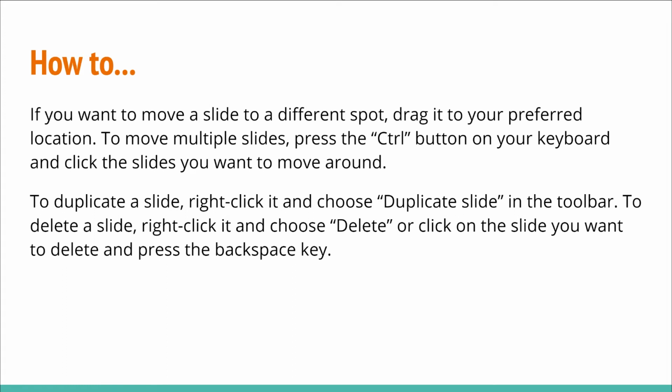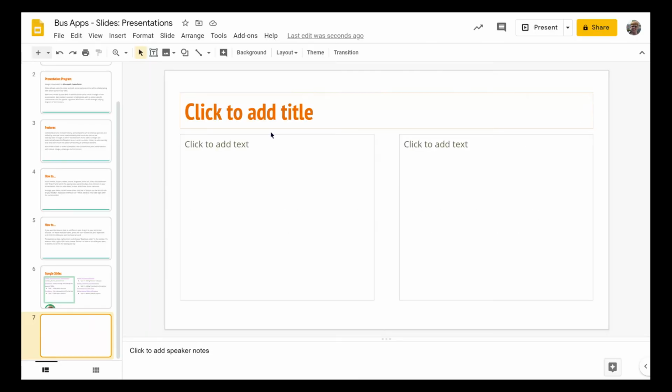If you want to move a slide to a different spot, you click and drag it to your preferred location. If you would like to move multiple slides, press the Control button down on your keyboard and then click to select slides that you want to move around. If you would like to duplicate a slide, you right-click it and choose the Duplicate Slide option in the toolbar. To delete a slide, right-click it and choose Delete, or click on the slide you want to delete and press the backspace key.